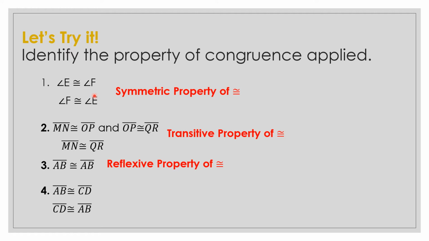Okay, so number 4, if segment AB is congruent to segment CD, then segment CD is congruent to segment AB. Which property? Very good, the symmetric property of congruence. Okay, I think you're ready now to prove triangle congruence.